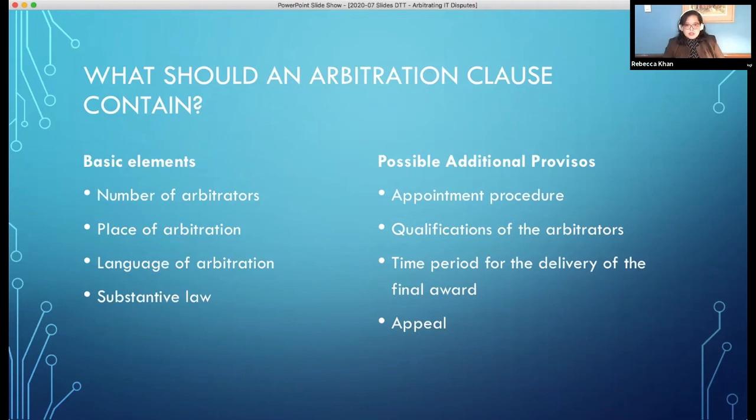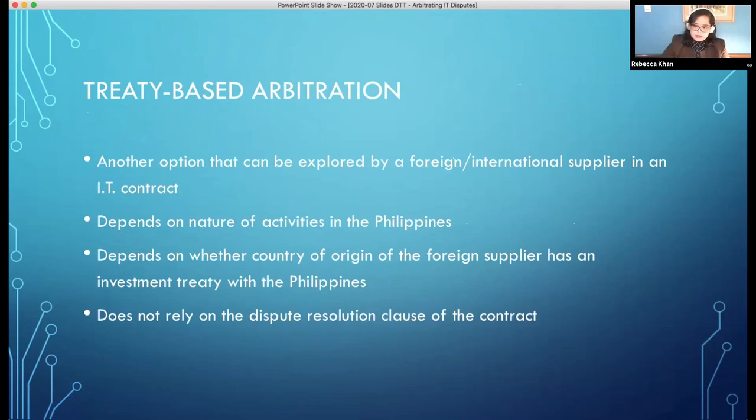And so my last slide takes a closer look at treaty-based arbitration. As I mentioned, this is another option that can be explored by a foreign or international supplier in an IT contract. It would depend, however, on their nature of activities in the Philippines. So to resort to investment treaty arbitration, the nature of activities of the foreign client does have to meet the standards of investment as defined under that relevant treaty.